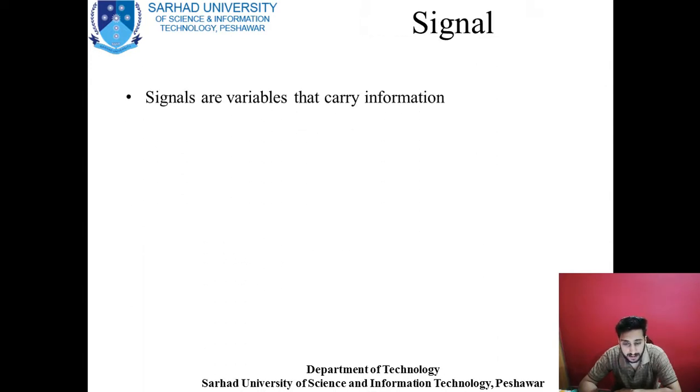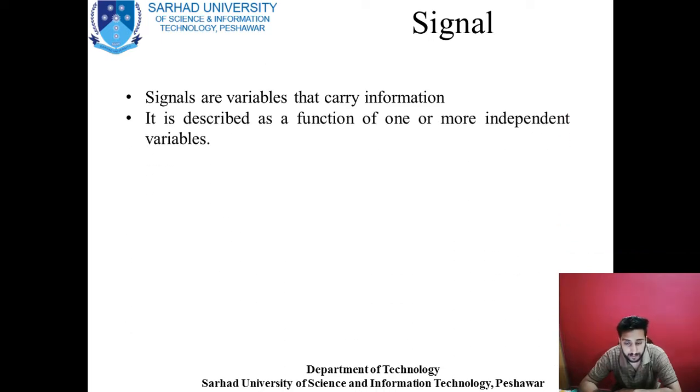So, starting with signals, what are signals? Signals are variables that carry some information. If you want to hide your information from other users, you can embed your data into a signal, and this signal won't be understandable to others except the receiver itself. But for that, you have to make a synchronization between the transmitter and the receiver.